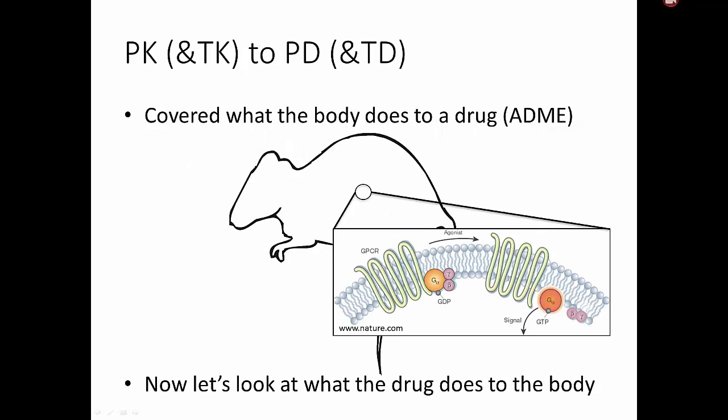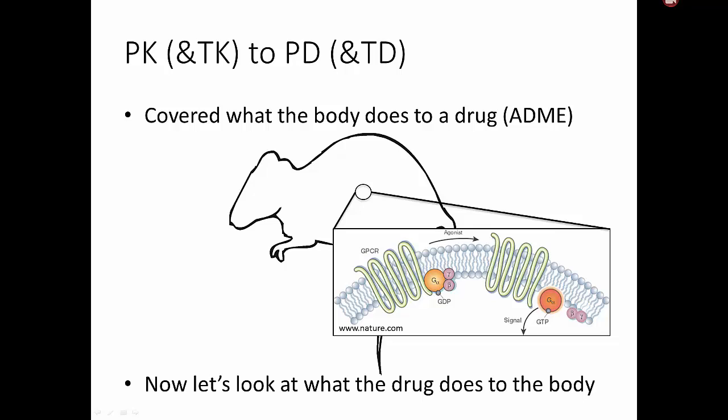We have covered what the body does to a drug or toxicant by studying ADME, the absorption, distribution, metabolism, and excretion of a drug or chemical. Once a drug has been administered, it gets absorbed into the systemic circulation, travels through the bloodstream, exits the bloodstream, and finally reaches its target site.